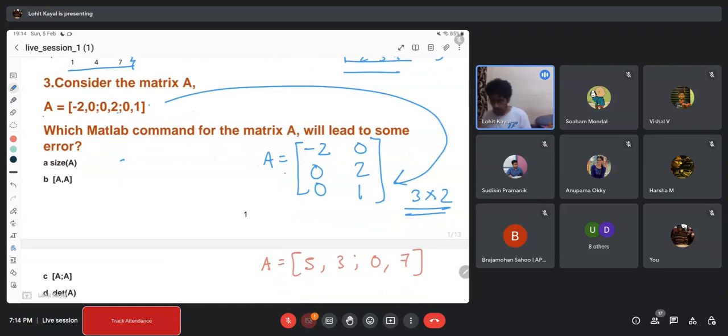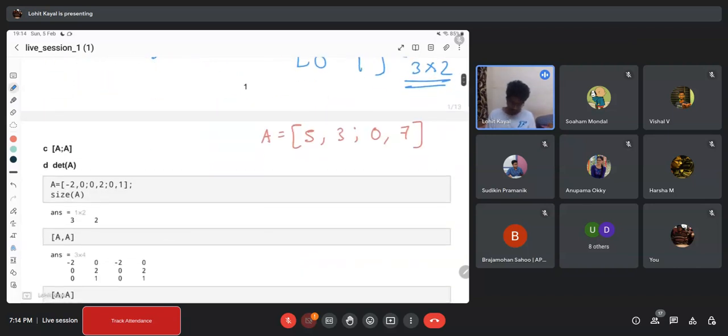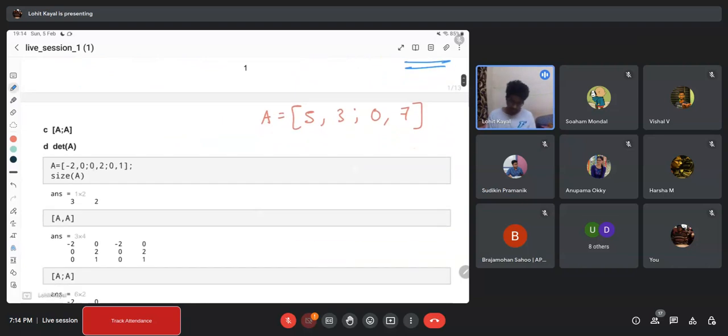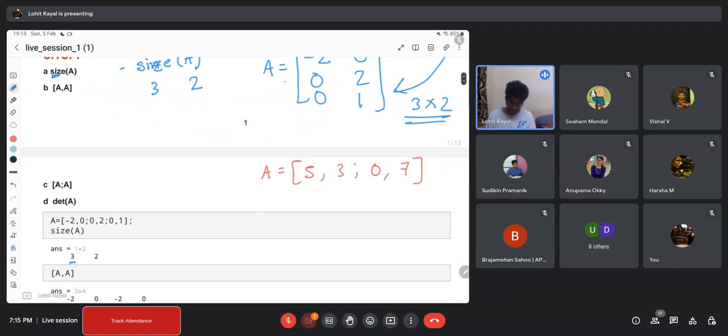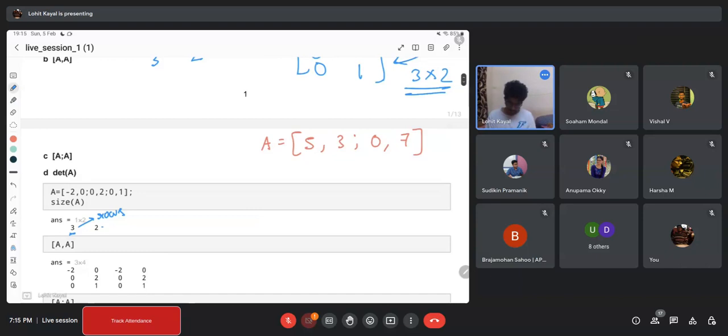Now this command, size. If you just write size of A, now it has 3 rows, 2 columns. If you just write size of A, it will give you 3 space 2. Here I have written that size of A is 3 space 2. We already know that it has 3 rows. So the 3 indicates 3 rows and 2 columns.